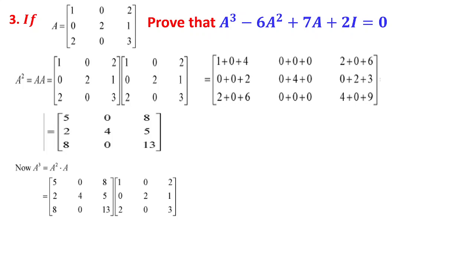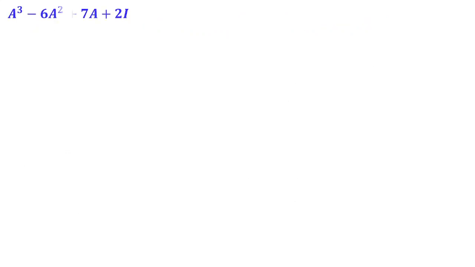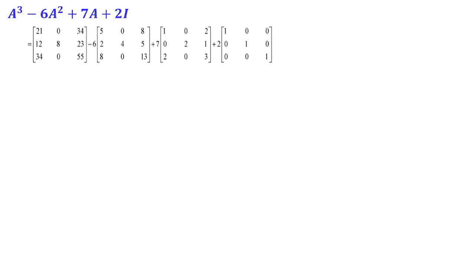What is A cube? Once again you got to multiply with A. The same thing I am doing once again. Therefore I got the answer as 21, 034, 12, 823 and 34, 055. Now I have to go to the equation now. What is the equation now? A cube minus 6A square plus 7A plus 2A. I am putting it there.